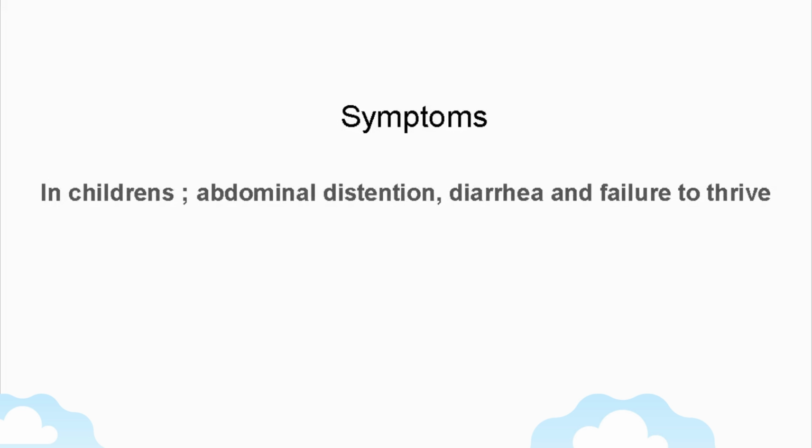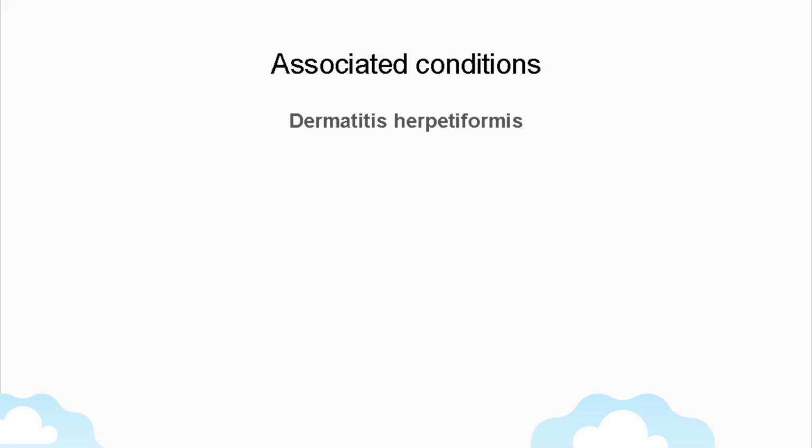Symptoms: in children, abdominal distension, diarrhea, and failure to thrive. In adults, chronic diarrhea and bloating. Associated conditions: dermatitis herpetiformis.